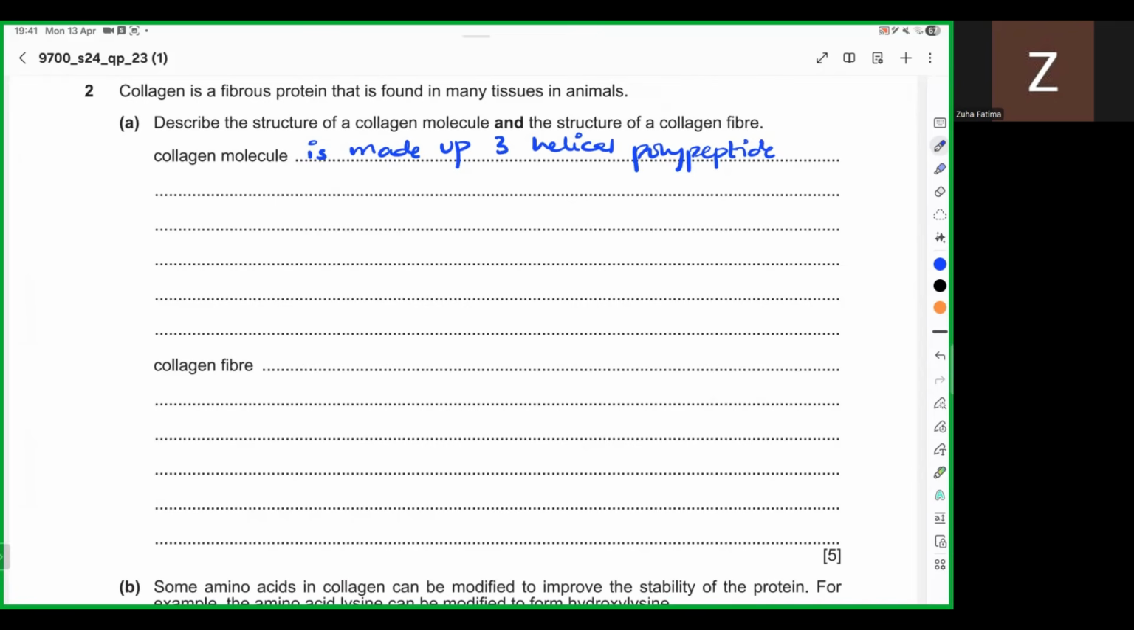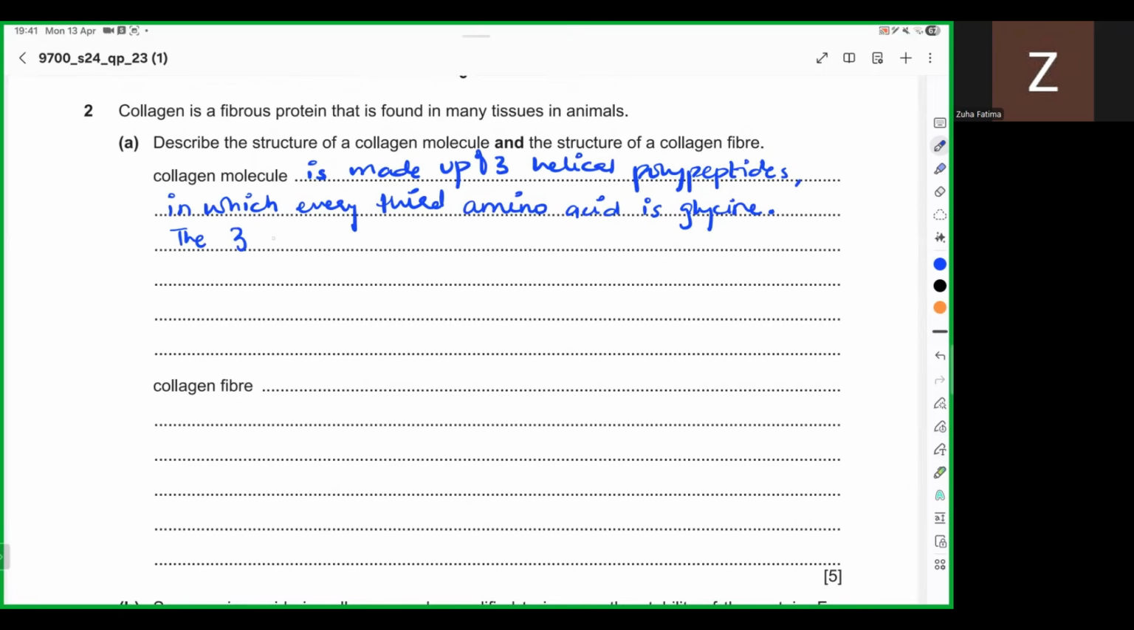A collagen molecule is made up of three helical polypeptides, in which every third amino acid is glycine. The three chains are tightly wound around each other via hydrogen bonds.